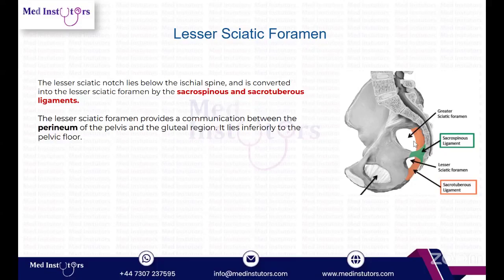Here you can see a better picture elaborating the greater and lesser sciatic foramen. Here we have the greater one, the greater sciatic notch, which is enclosed and converted into a foramen by the sacrospinous ligament. Just below the ischial spine, we have the second notch, the lesser sciatic notch, which is converted into a foramen by the sacrospinous ligament from above and the sacrotuberous ligament below. So for the lesser sciatic foramen, we again have three landmarks: one bony landmark and two ligaments. The specific ligaments for the lesser sciatic foramen are the sacrospinous and sacrotuberous.